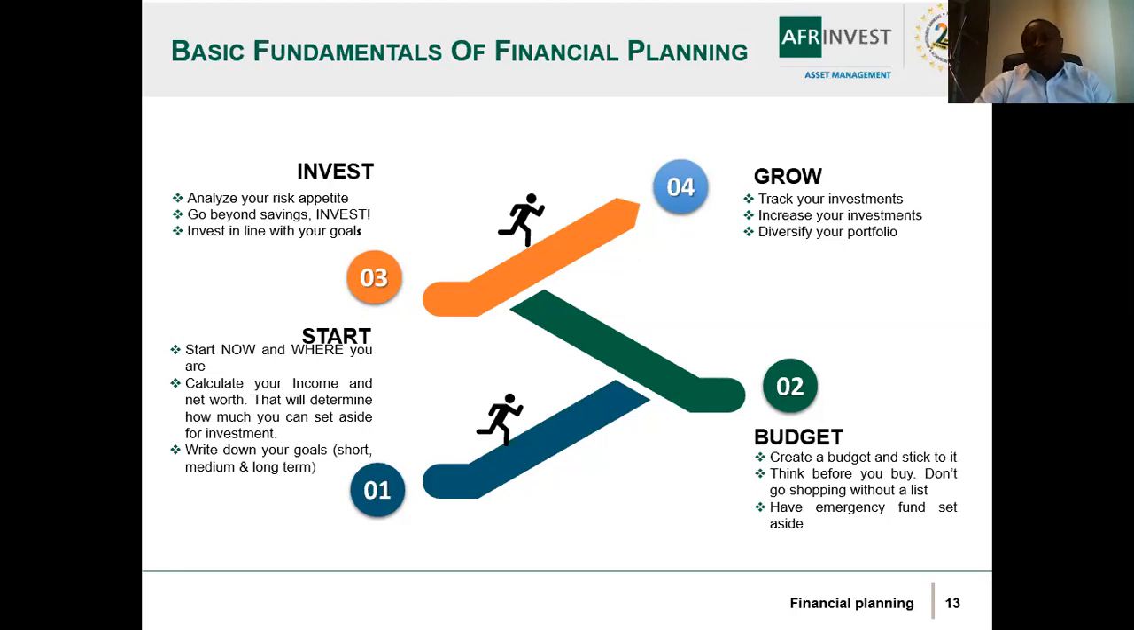Now, having a budget doesn't mean that the budget cannot be reviewed from time to time. You can take out time, review it, make an additional plan or make an adjustment. It doesn't mean that your budget cannot be reviewed. It can be reviewed. It is necessary for you to make it and stick by it.